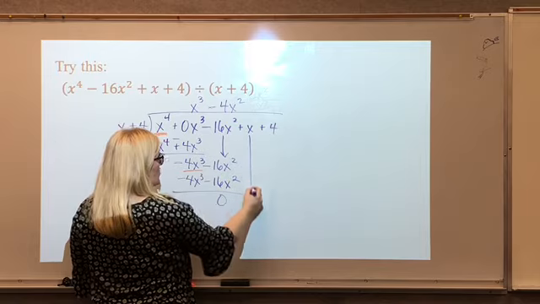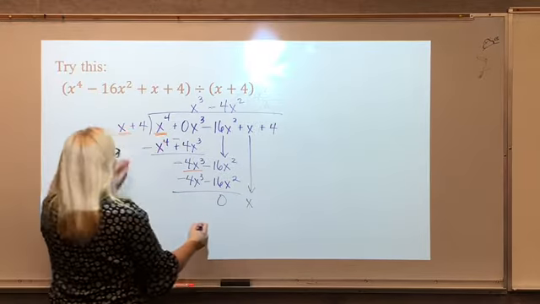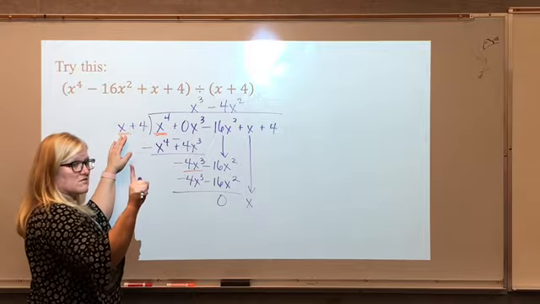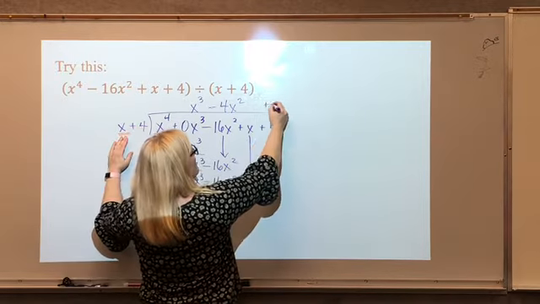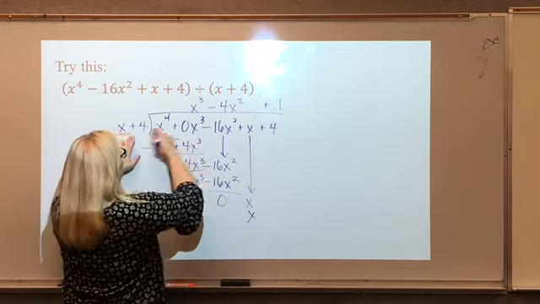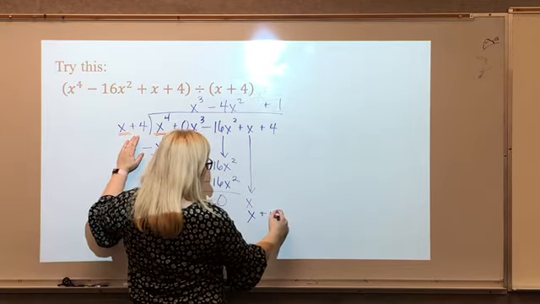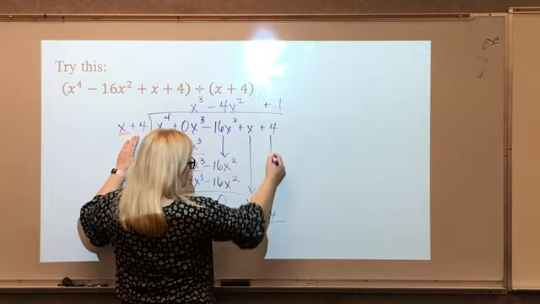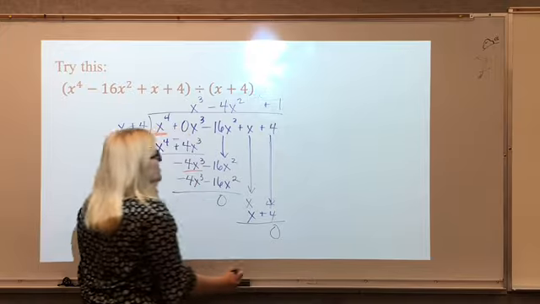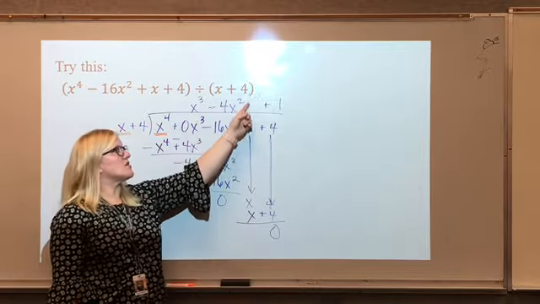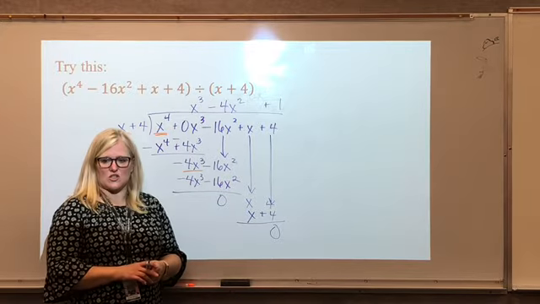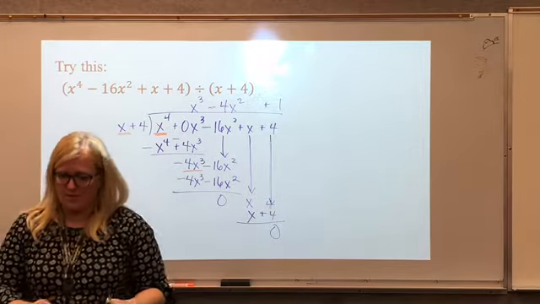Okay, I'm going to drop down the x. Now, x goes into x how many times? 1, right? So it's going to come all the way over here. So 1 times x is x. 1 times 4 is 4. Well, because I had dropped that down, right? And this gives me 0. So this is my answer. And it's actually missing an x term, but that's okay. So that is my answer to that one.